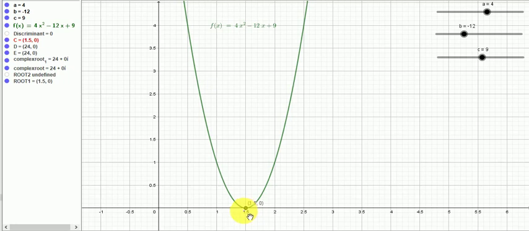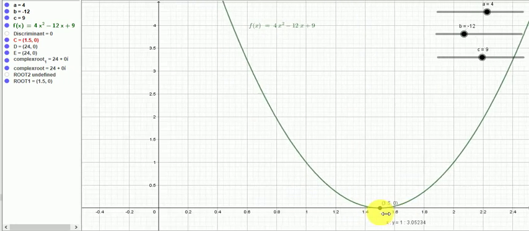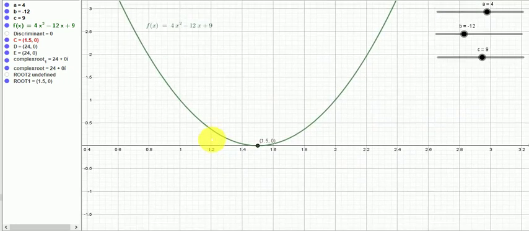Here you can see that this graph touches the x-axis at only one place. That point is the root, and it touches at only one place. So that's why it has equal roots. That means the first root is 1.5 and the other root is also 1.5.